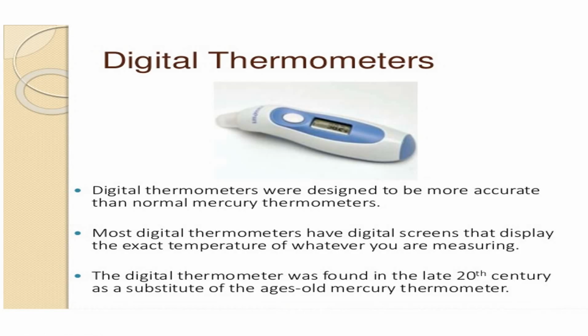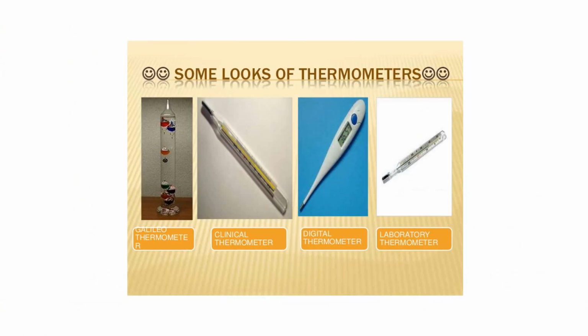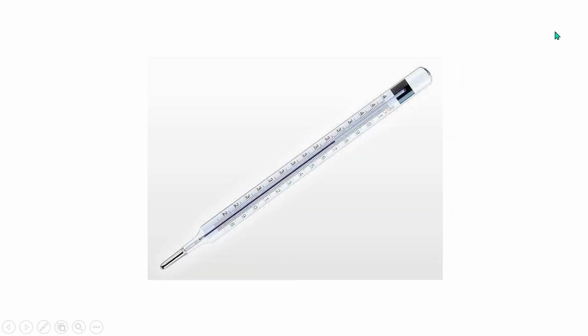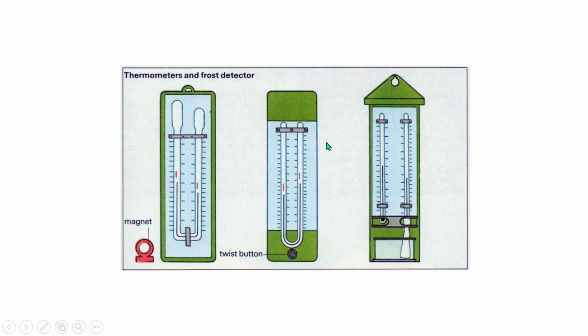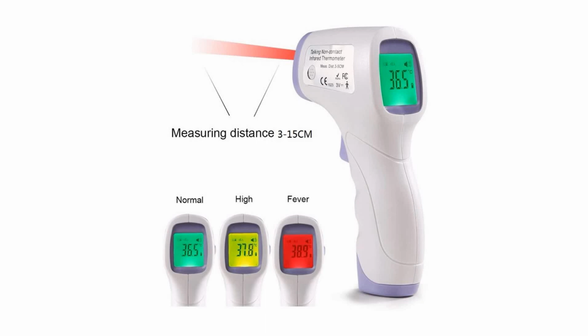And this is the digital thermometer. And these are the types of thermometer. Here you can also see a Galileo thermometer, clinical thermometer, digital thermometer and laboratory thermometer. And here you can see a mercury level. It will show as silvery or shiny silvery. And this is a thermometer and frost detector, and these are the types of thermometer used nowadays for checking the temperature of a human body.